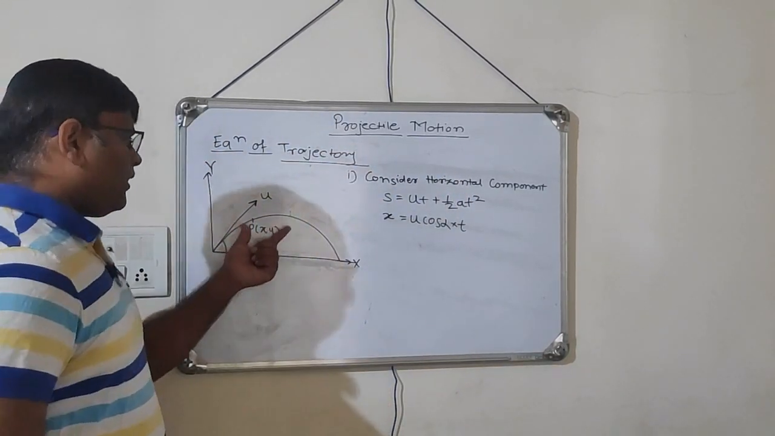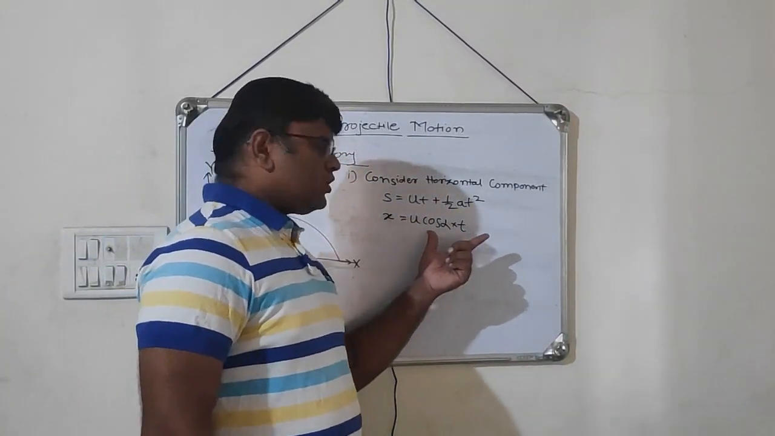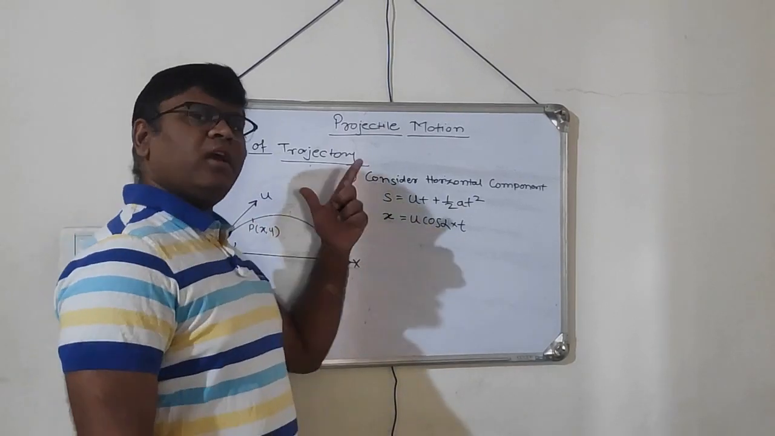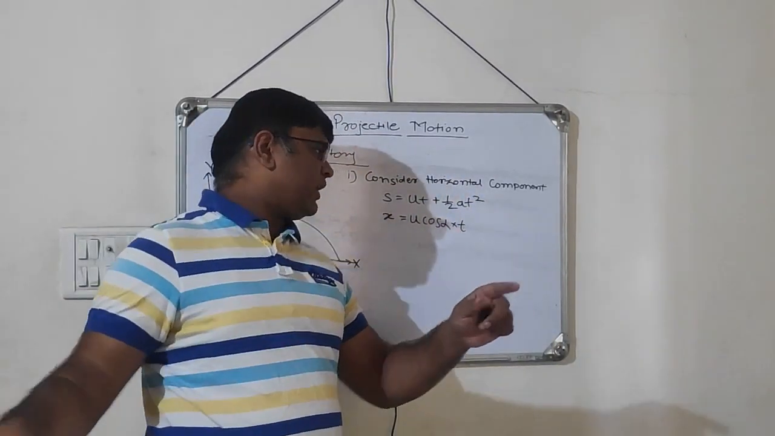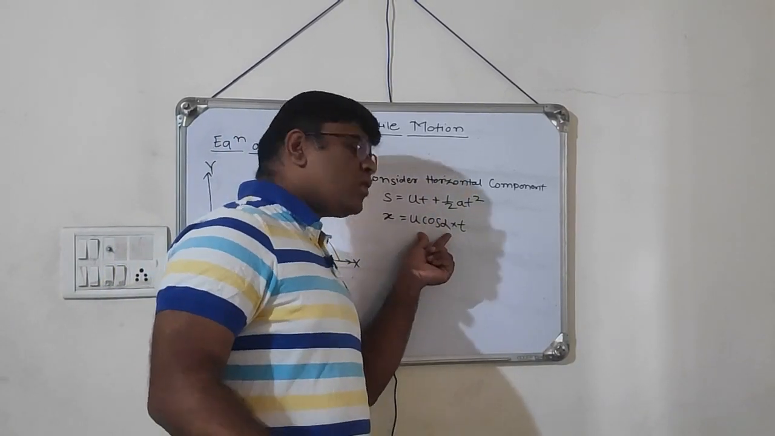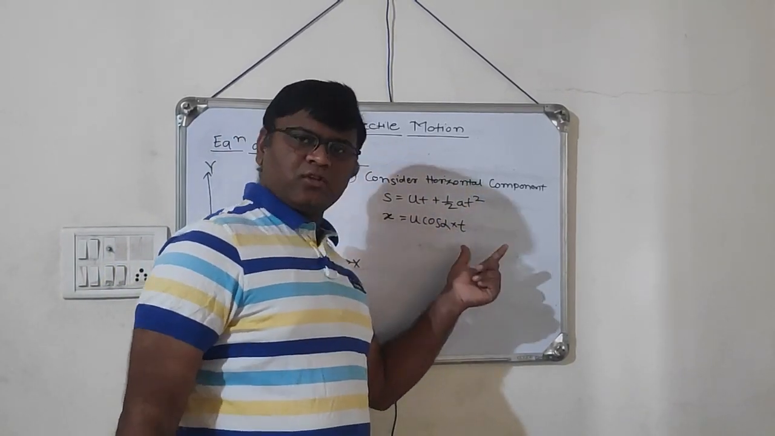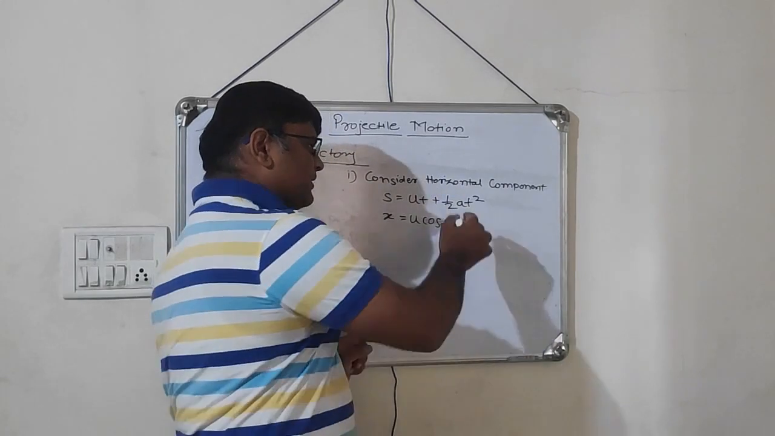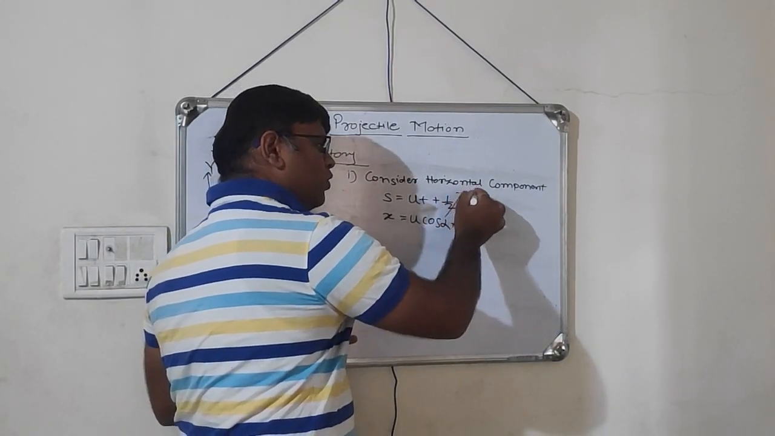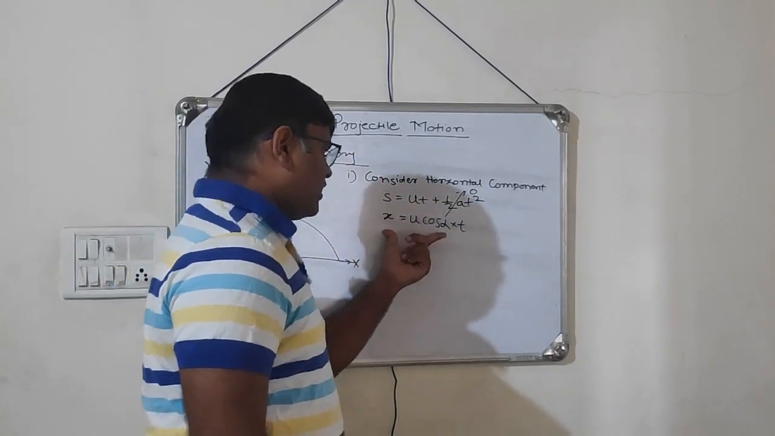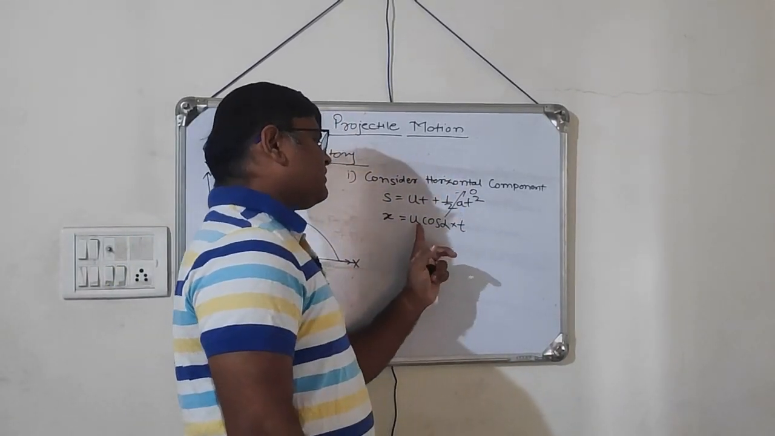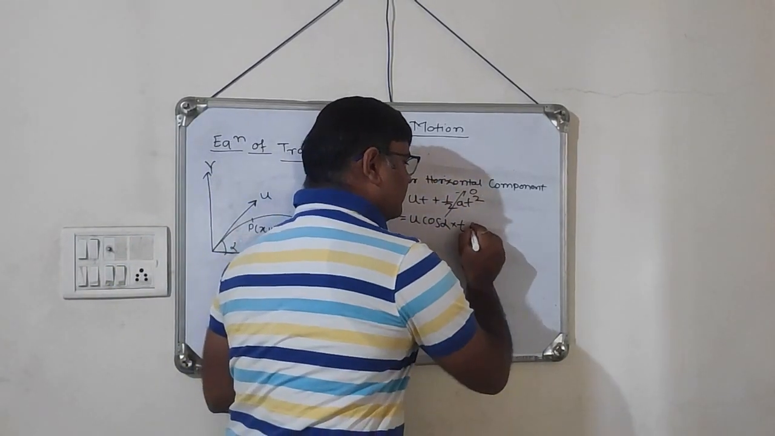Now in the beginning I told you the horizontal component of the velocity remains constant throughout the path of the projectile. So your u cos alpha is constant, your acceleration becomes 0, hence this particular term will become 0. So your equation will become x = u cos alpha into t. Call it equation number 1.